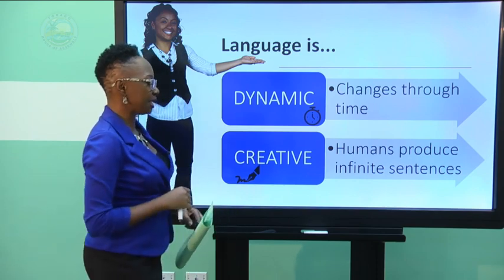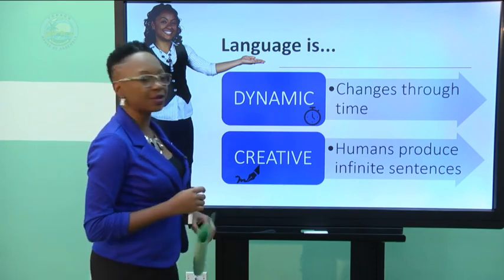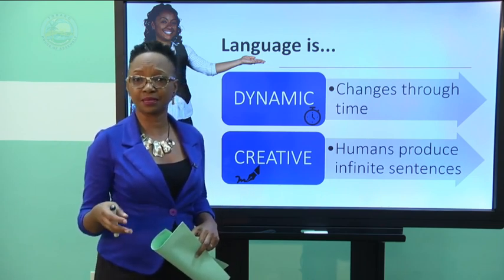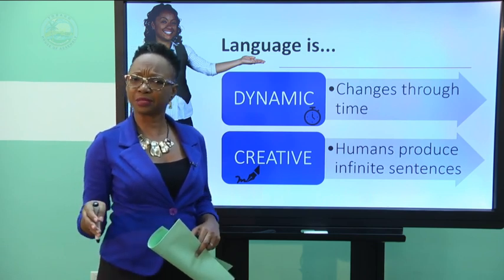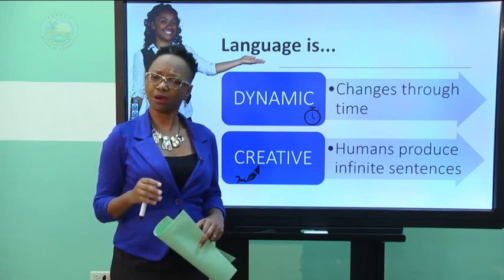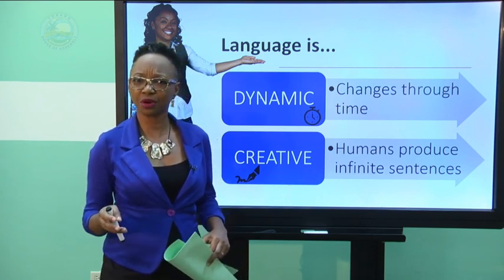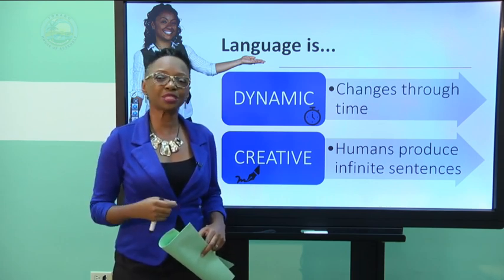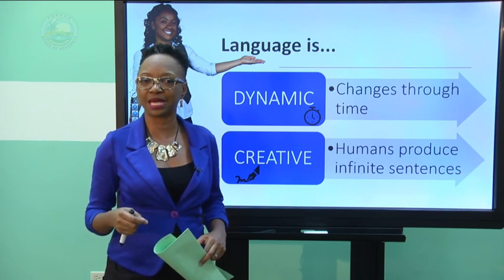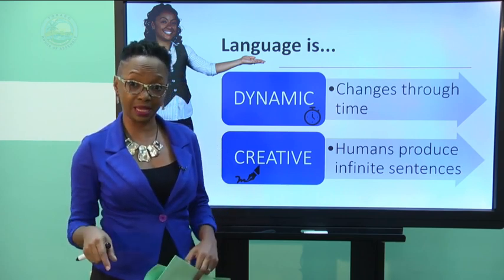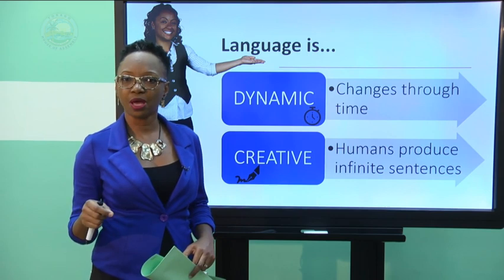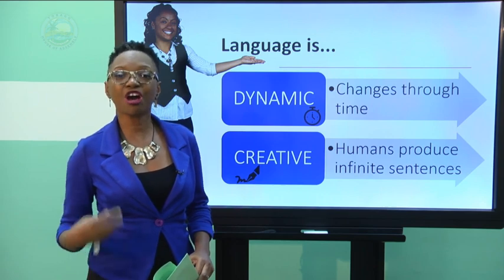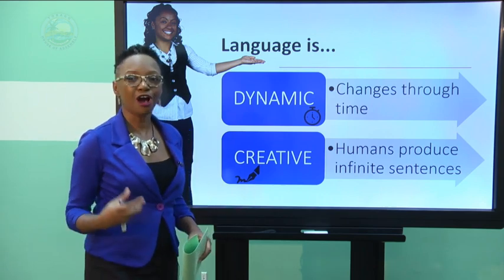Language is creative. Humans produce infinite numbers of sentences. Have you ever heard a child say something? They're 3 years old and they make a statement and you wonder, how does he say that? Where did he get that from? Within our human structure, within our human makeup, we are able to come up with different sentences over time. You're going to say some things today that never came out of your mouth before. And even if it may be the same idea, it may be structured differently because of that creative aspect of language.